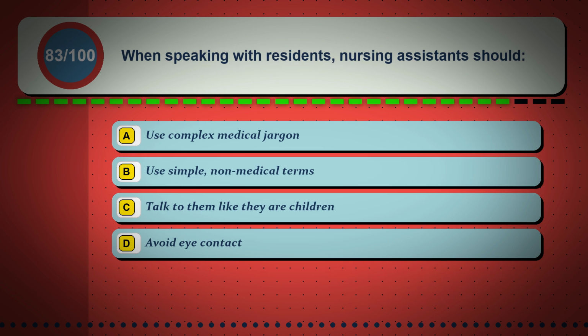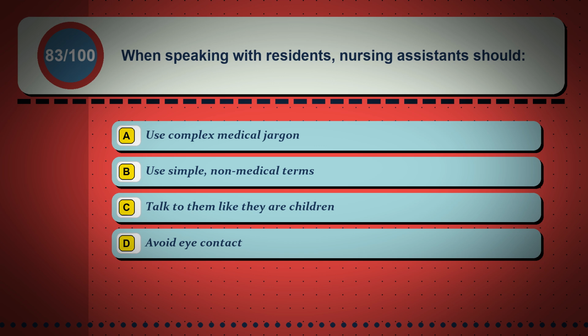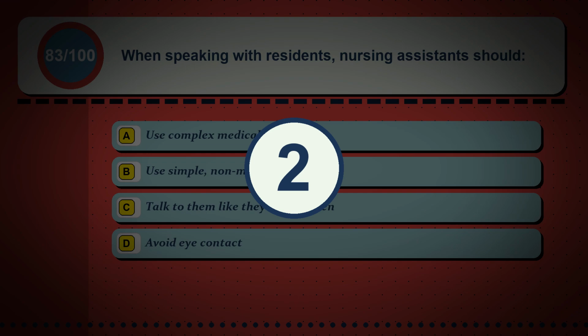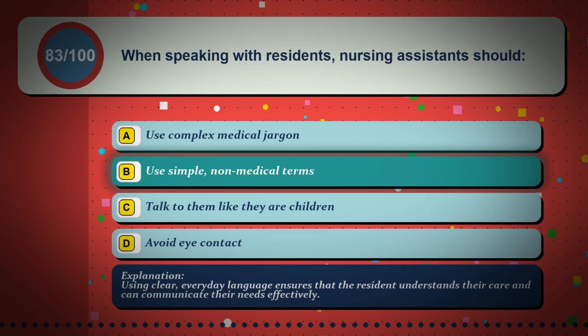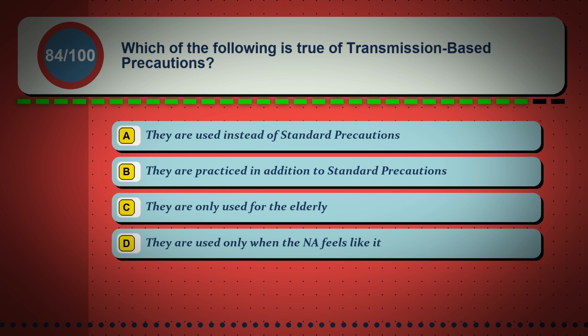Question 83. When speaking with residents, nursing assistants should: Option A. Use complex medical jargon. Option B. Use simple, non-medical terms. Option C. Talk to them like they are children. Option D. Avoid eye contact. The correct answer is option B. Use simple, non-medical terms. Using clear, everyday language ensures that the resident understands their care and can communicate their needs effectively. Question 84. Which of the following is true of transmission-based precautions?